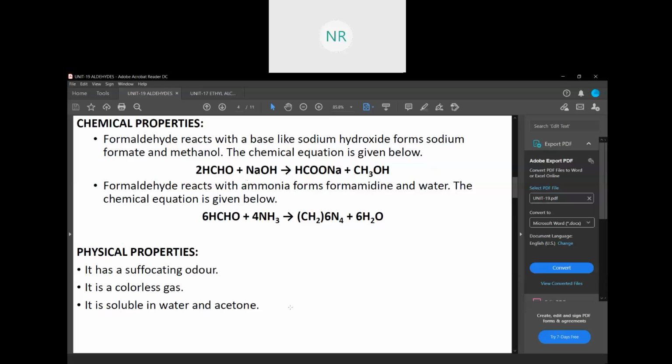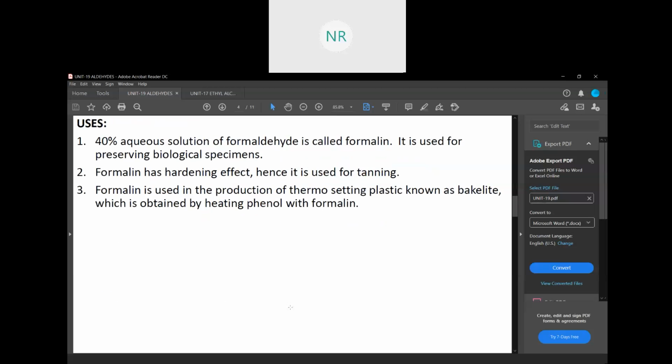It has a suffocating odor. Okay, odor is nothing but smell. It is a colorless gas. It is soluble in water and acetone.